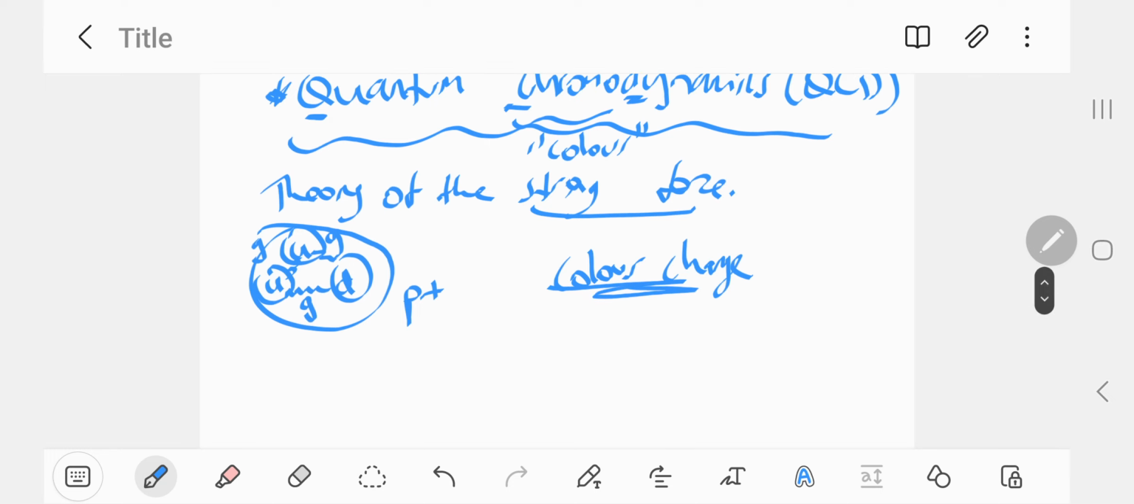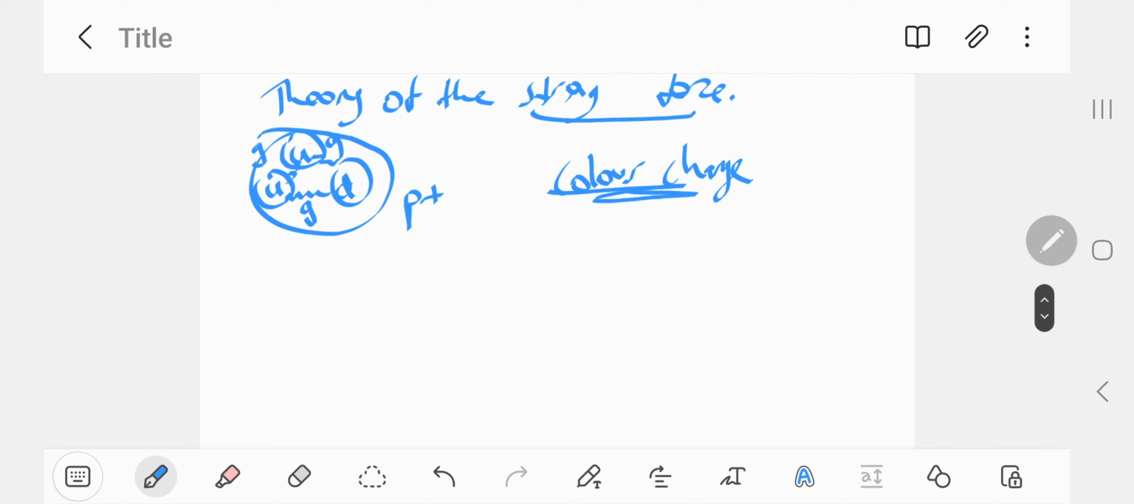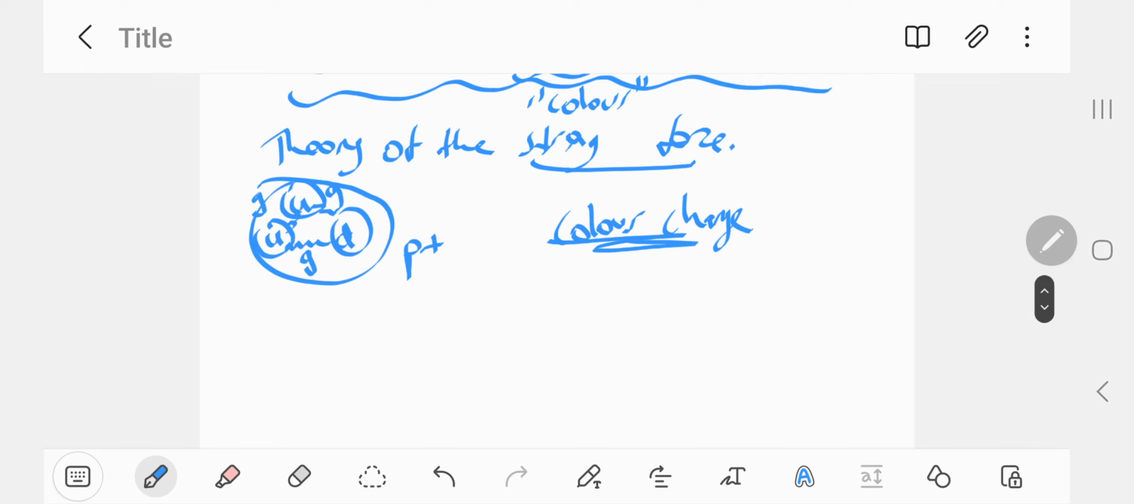What's color charge? It's nothing to do with the visible colors. It's just a convenient naming convention for a mathematical system. Okay, it just helps physicists keep track of quarks, let's say. Okay, and the thing to note is that color charged particles like quarks can't be found individually. Okay, quarks are what's called confined. They're confined. They come in groups.